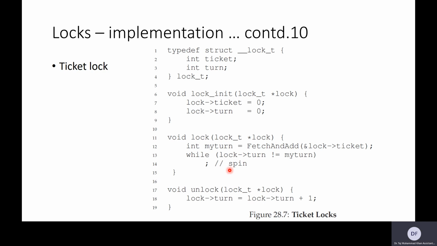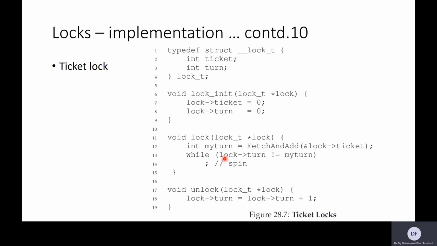Let's imagine two threads that call lock and unlock while entering that critical section. Initially ticket and turn are both 0. Thread T1 calls lock, and it will do fetch and add. Fetch and add will increment the value of ticket to 1, and turn will not be changed, it will be 0. It will return the old value of ticket in my turn. So my turn is the old value of ticket, which was 0, so my turn is 0.